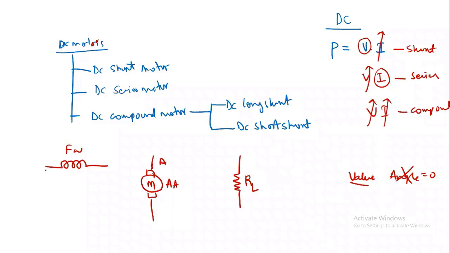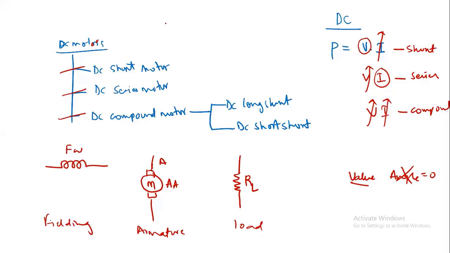So it is all about how you connect these three components. One is the load, this is the conductor or armature, which you call the armature technically, and this is your field winding. How do you connect them? If you connect all three in parallel, it is a shunt motor. In series, it is a series motor. With parallel and series combined, you get long shunt and short shunt, and that is the way it goes up to the DC compound. This is the classification of DC motors.